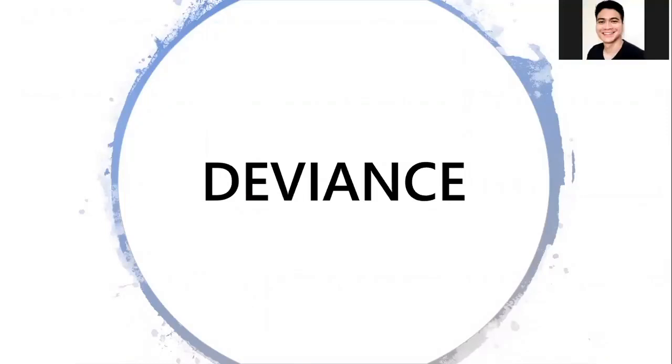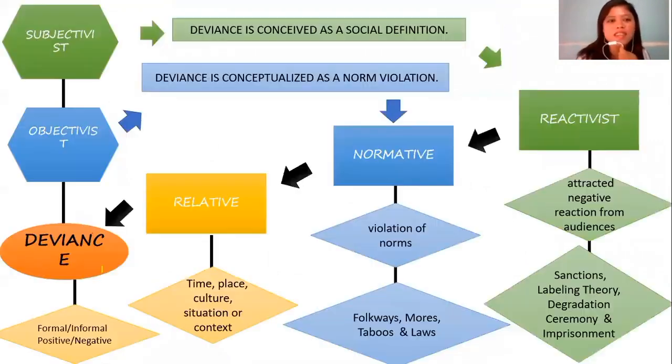Okay, let's proceed. So, our topic for today is all about deviance. Next slide. So, we have here three definitions of deviance. We have relative, normative, and reactivist definition.